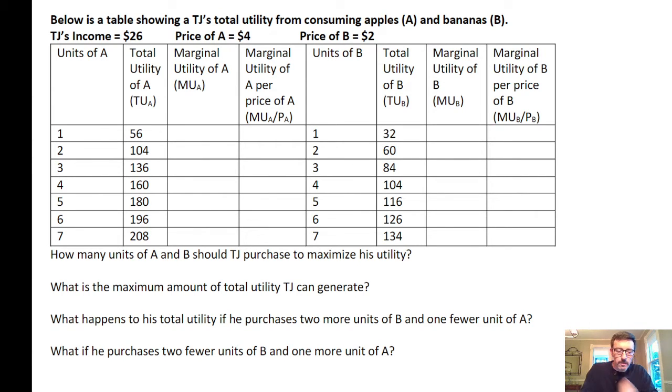Everybody, I wanted to record a brief lesson explaining the idea of utility maximization, and I'm using this worksheet that I assigned for homework. The idea here is that we're trying to get the most utility or satisfaction from a given amount of money or a given budget, sometimes called a constraint. In this case, we have a constraint of $26. TJ has $26 to spend.